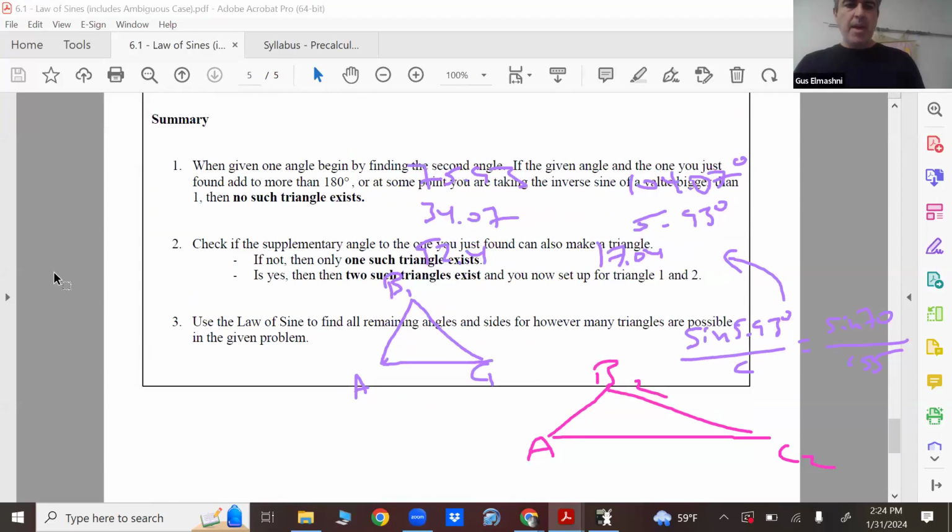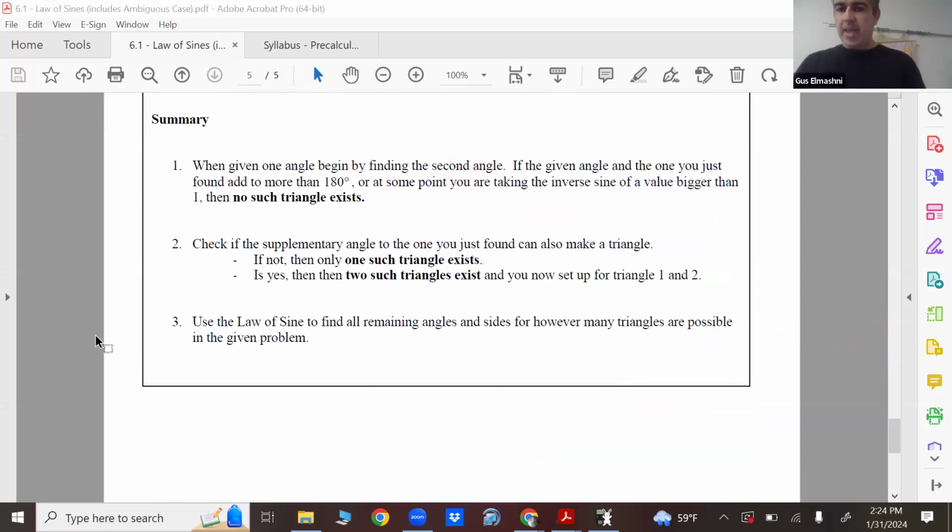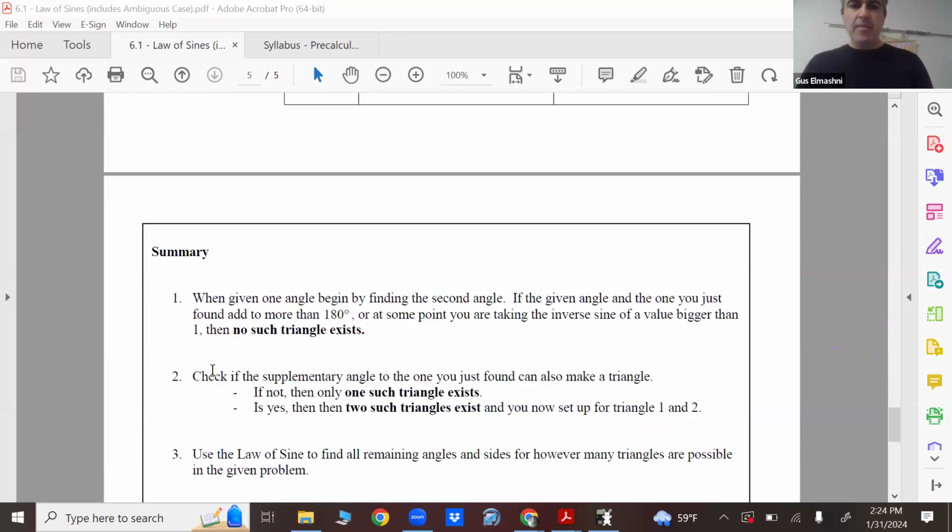So when given one angle, begin by finding the second angle. If the sum of the angles is more than 180, then no such triangle exists. Check the supplement. Sometimes you have one triangle or two triangles. Use the law of sines to find remaining angles and sides, or to determine whether triangles are possible in a given problem. So there we go. Okay, we're all set.